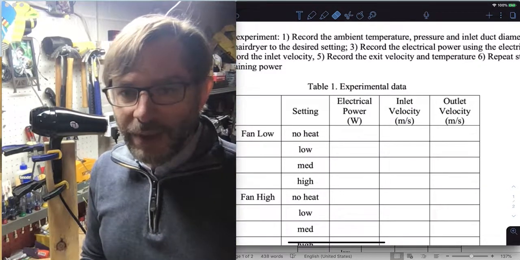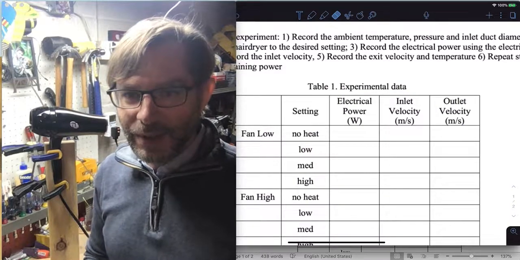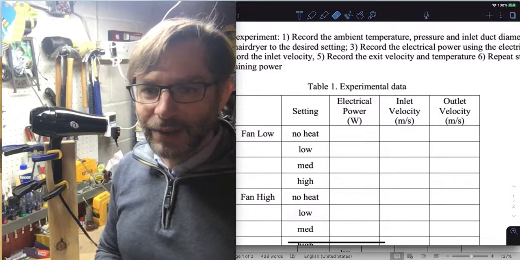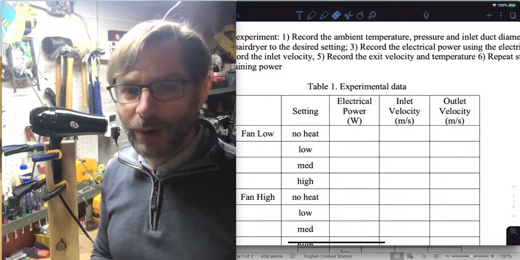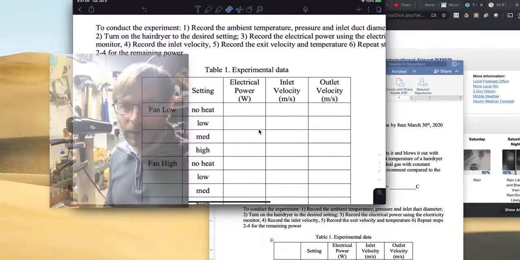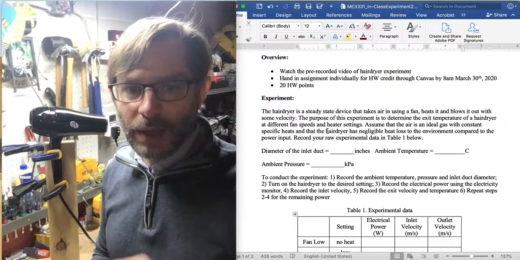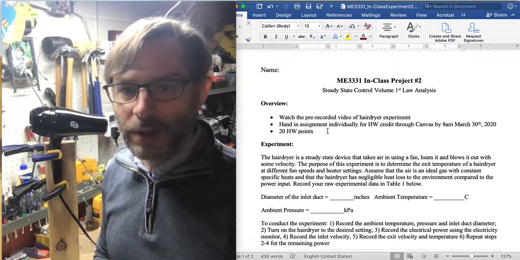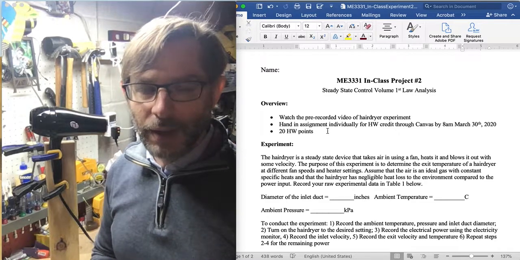All right, hello everybody, and welcome to my basement. I'm giving you today a little demonstration here for our second experiment of thermodynamics, ME3331. And in this experiment today, we're going to be talking about steady state control volume analysis.